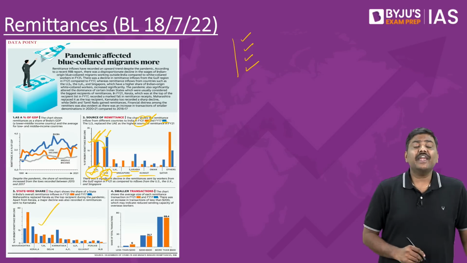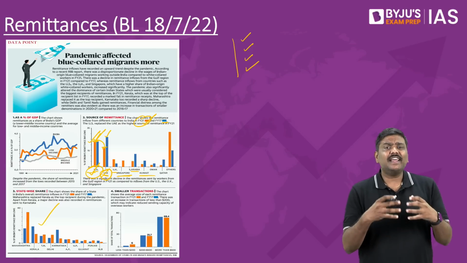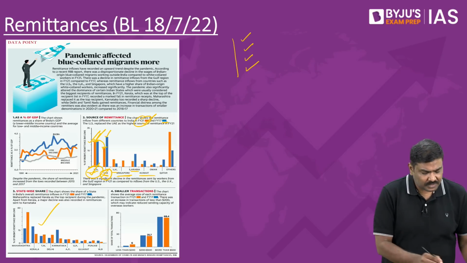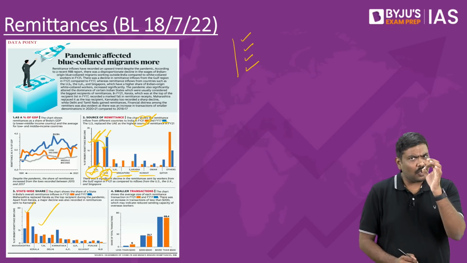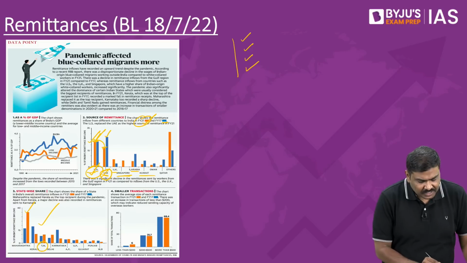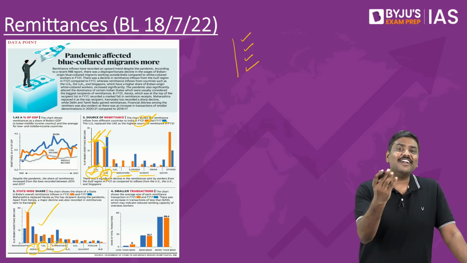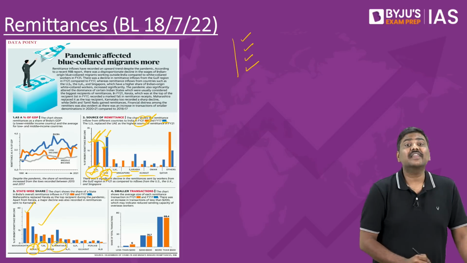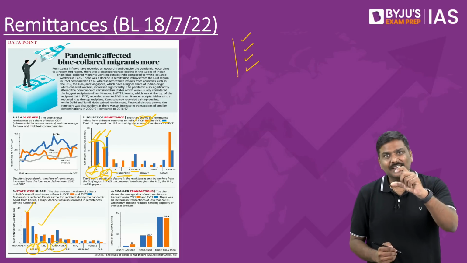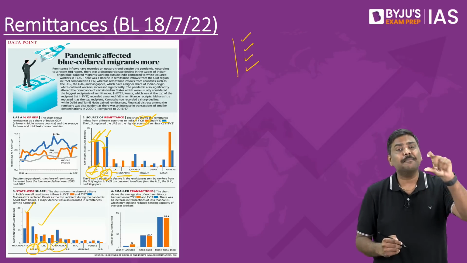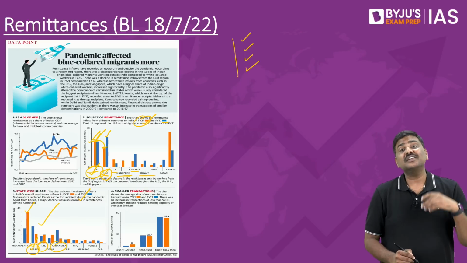Apart from this, state-wise data. Which state has received the highest amount of inward remittances? Same. Look at the orange line. The traditional states which received a lot of remittances are the three southern states, Karnataka, Tamil Nadu, as well as Kerala. And if you look at the blue color line, you will realize this, because the blue color line represents the financial year 17.